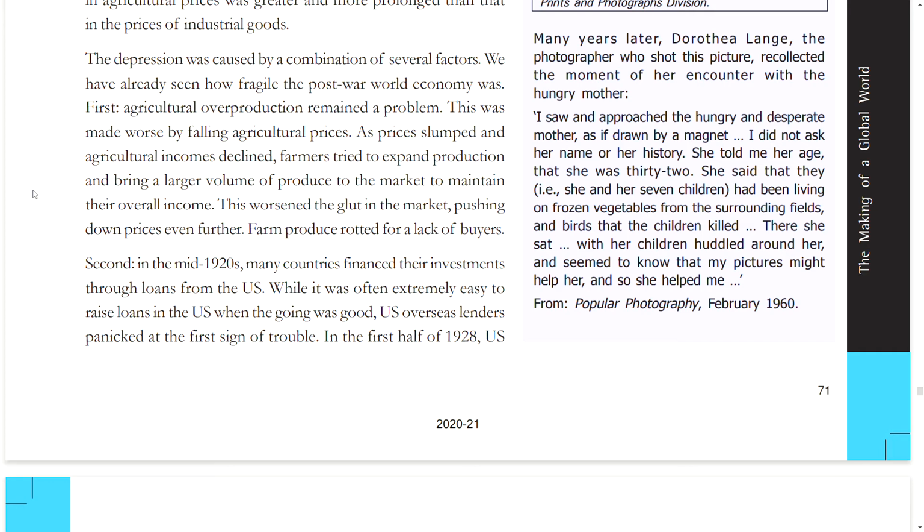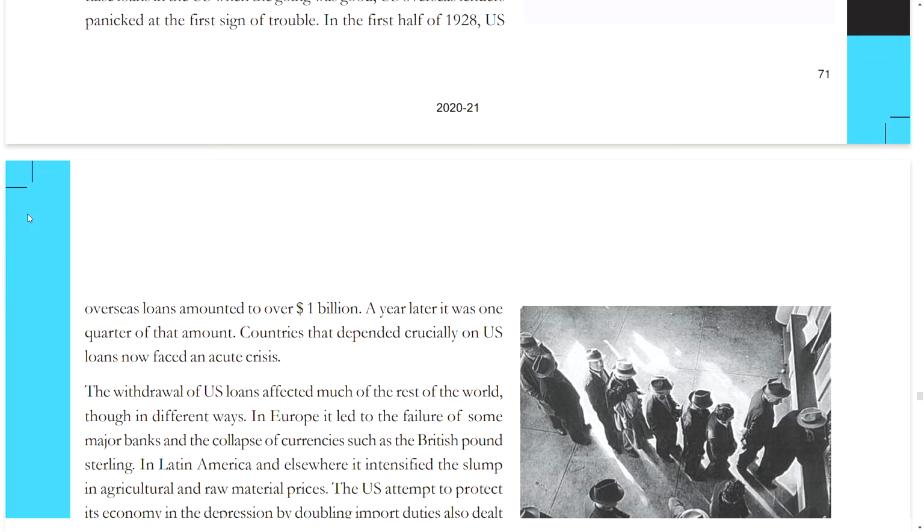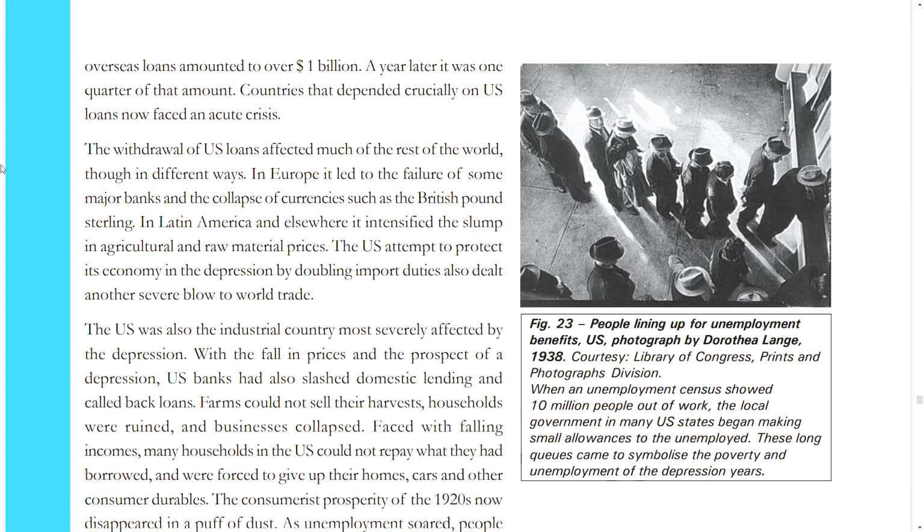Second, in the mid-1920s, many countries financed their investment through loans from the US. While it was often extremely easy to raise loans in the US when the going was good, US overseas lenders panicked at the first sign of trouble. In the first half of 1928, US overseas loans amounted to over $1 billion. A year later, it was one quarter of that amount. Countries that depended crucially on US loans now faced an acute crisis.